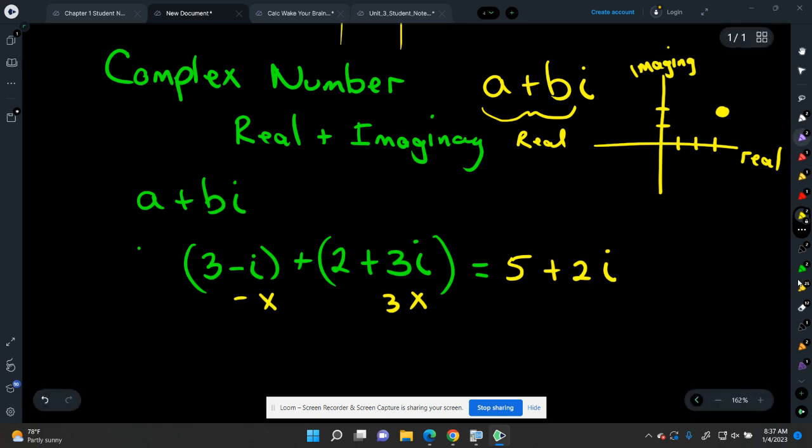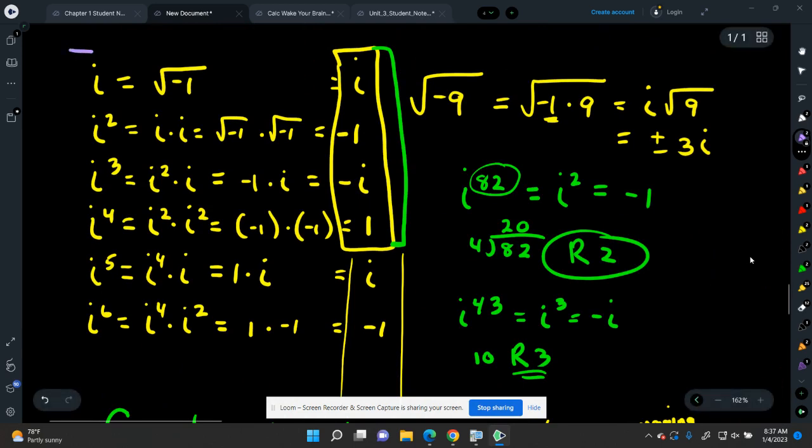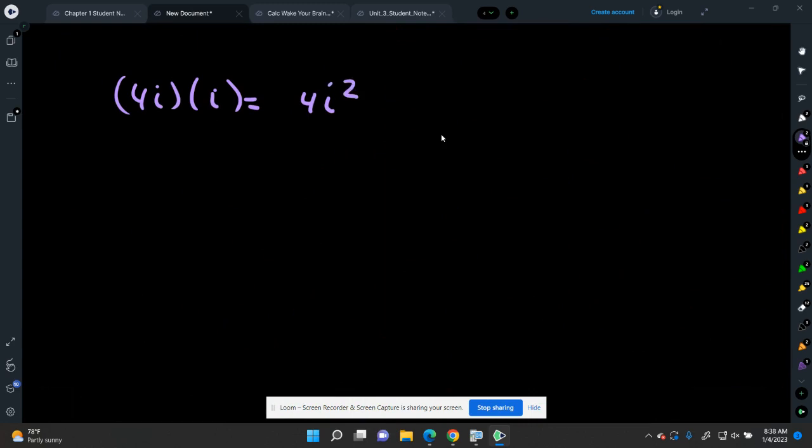When we're working with complex numbers, notice that this is an i. We should never have anything greater than i. We shouldn't have an i squared or i to the third or i to the fourth, right? We're going to use this information up here to change it back to just plain old i or 1, okay? So if we have, like number 2, 4i times i, that gives me 4i squared. But we can't have i squared. So what does i squared equal?